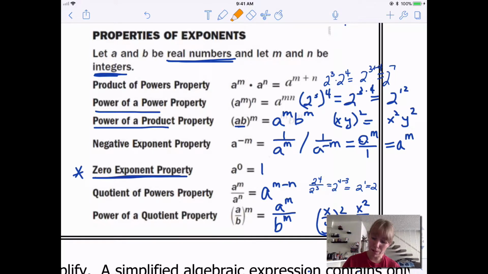So those are all of my properties. I'll highlight the ones that you will get on your guide.